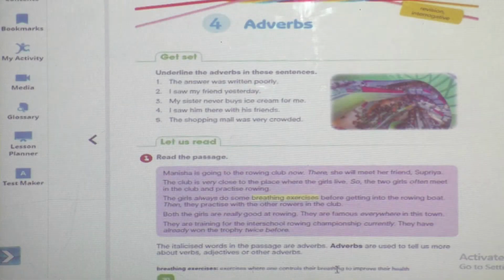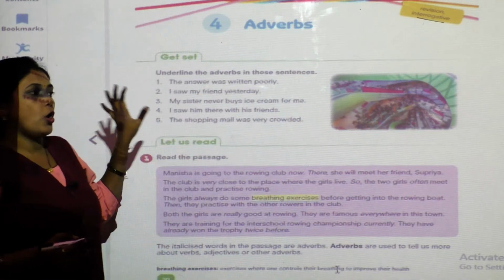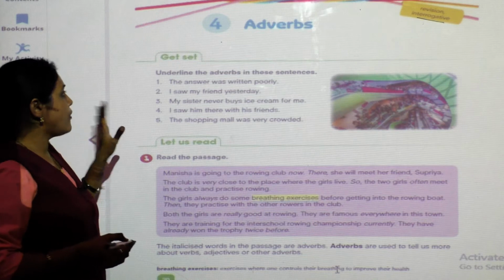Okay, so today we are going to learn all about adverbs, types of adverbs, and then we will solve the exercise. So let's begin. What are we going to learn? Adverbs, and in that, revision and interrogative. It is just a sort of revision, and in this we are adding one type of adverb, that is the interrogative adverb. So we will see today what is an adverb and the types of adverbs.